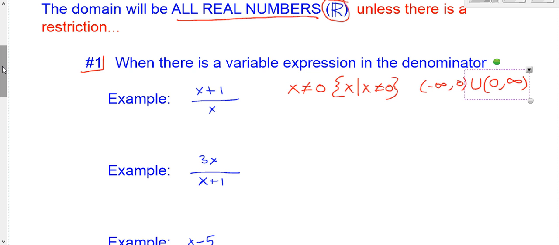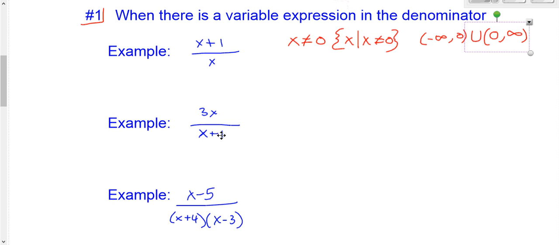Okay? Another example is an actual expression here. So if I have x plus 1 in the denominator, it is the x plus 1 that cannot equal 0. So if I solve this for x, leaving the inequality not equal to, I would get x cannot equal negative 1. And I would write the same thing for my inequality. I would write x such that x cannot equal negative 1.